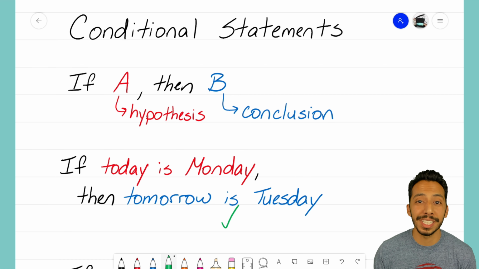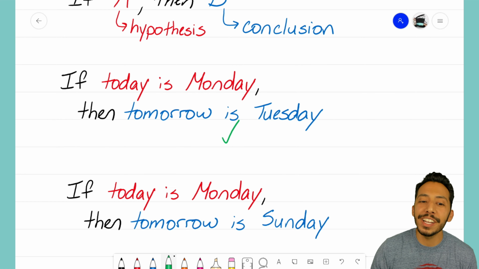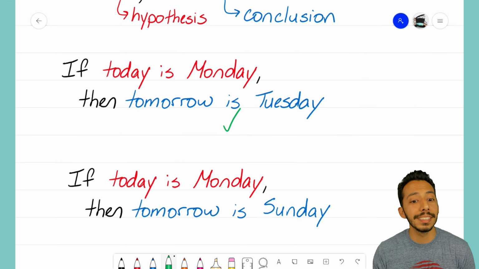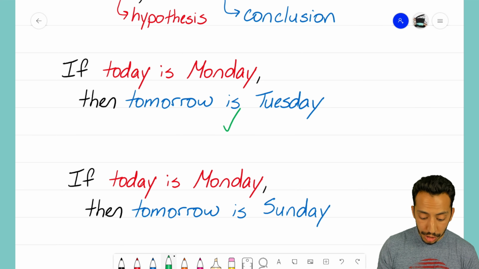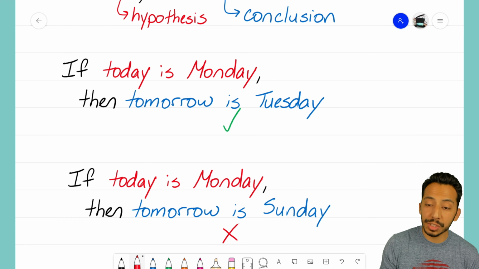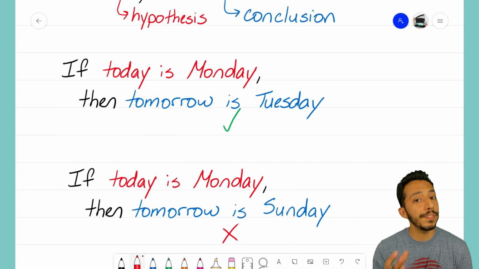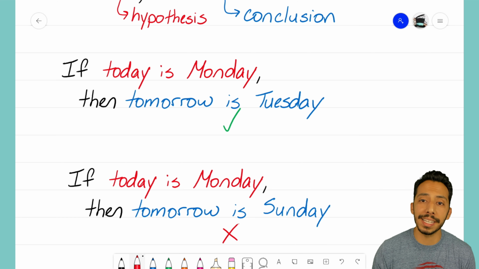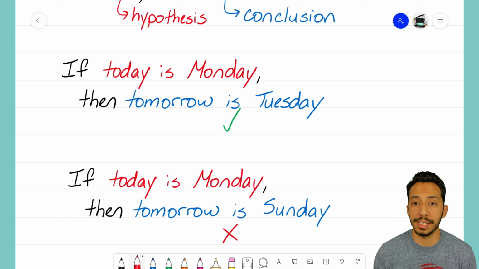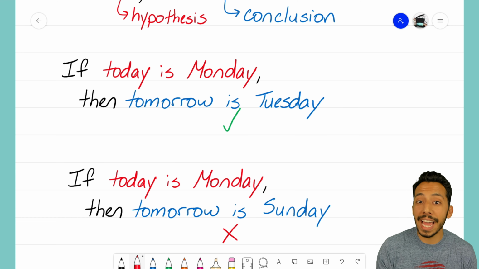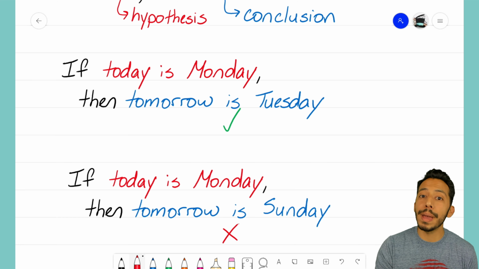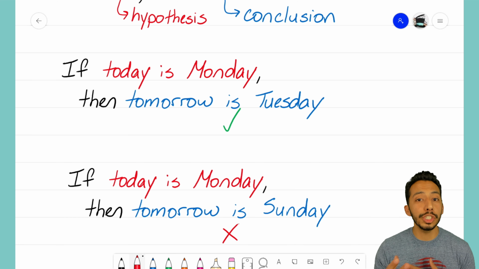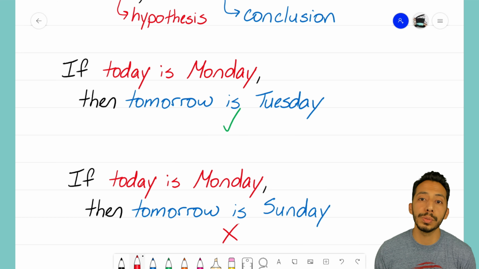Let's jump into another conditional statement. We have one right underneath here that says, if today is Monday, then tomorrow is Sunday. Notice this conditional statement is false. That is a false statement because if today is Monday, then tomorrow is not going to be Sunday. It has to be Tuesday. So this is an example of a conditional statement that is not true. It's where the conclusion is not matching the hypothesis. You have to make sure when you're looking at if-then statements to ask, is it a true statement?